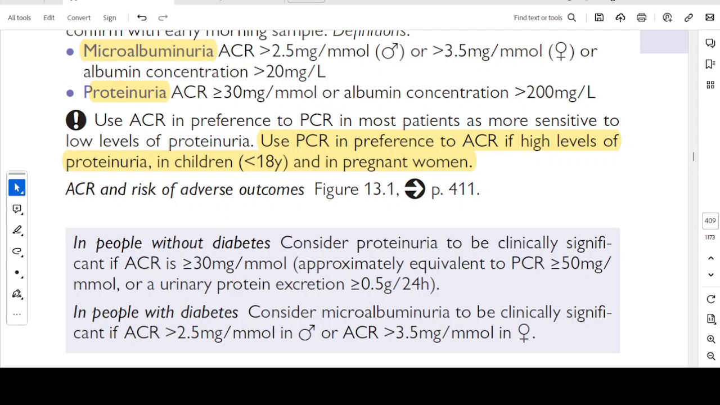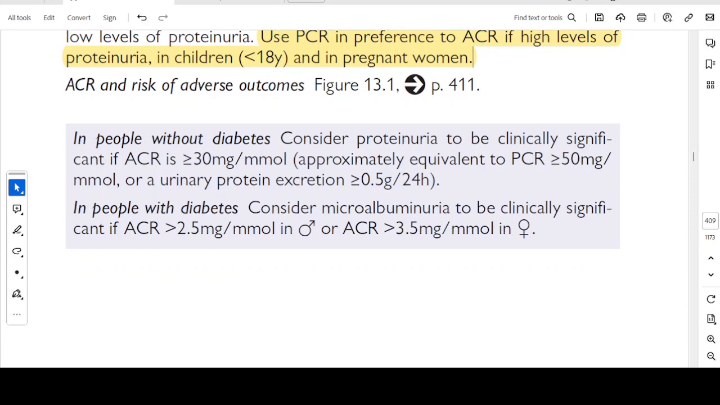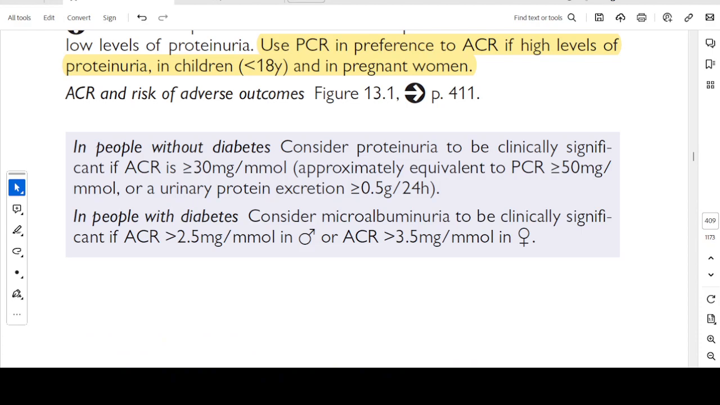ACR and risk of adverse outcomes. In a patient without diabetes, consider proteinuria to be clinically significant if ACR is more than 30 milligrams per millimole, approximately equivalent to PCR more than 50 milligrams per millimole, or a urine protein excretion of more than 0.5 grams per 24 hours. In patients with diabetes, consider microalbuminuria to be clinically significant if ACR is more than 2.5 milligrams per millimole, or 3.5 milligrams per millimole in females. So the cutoff is decreased when you are diabetic. For those without diabetes, more than 30 is considered significant.